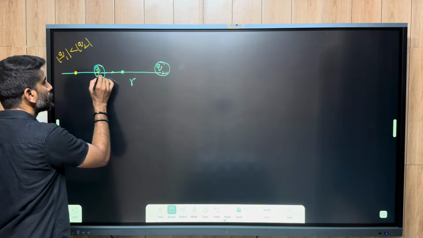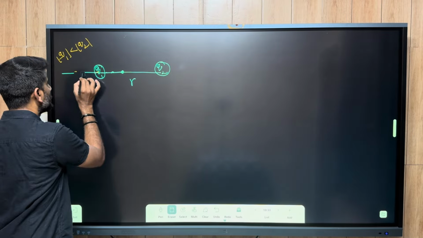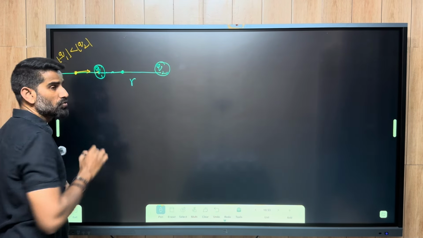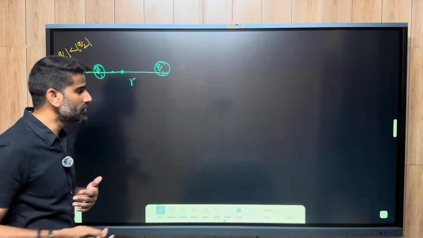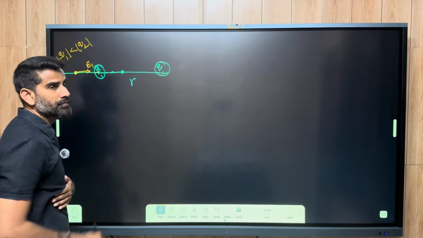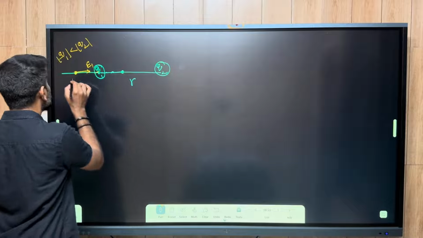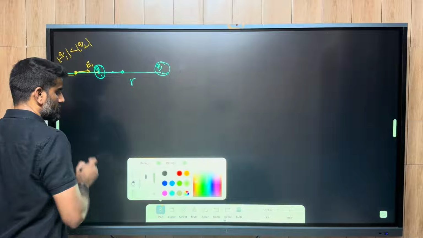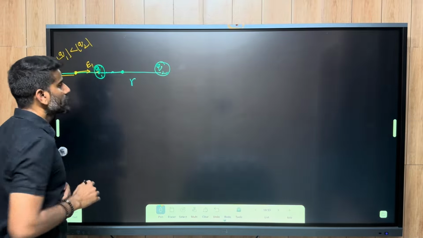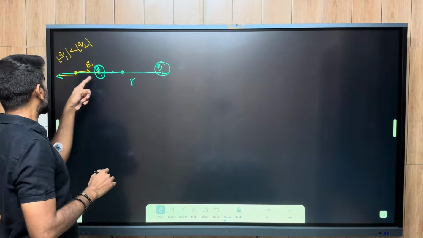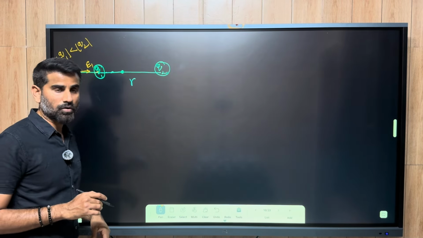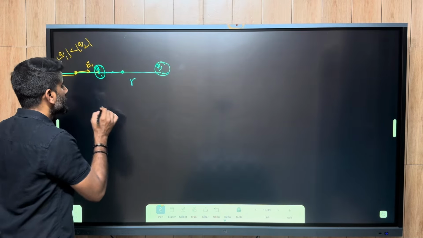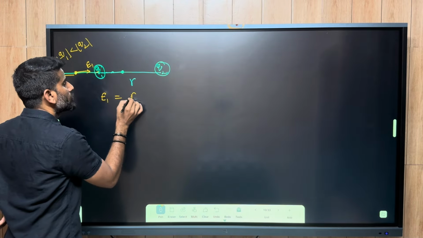The electric field due to the minus charge is towards the negative charge, which is E1, and the electric field due to the positive charge is away from the positive charge. So these two fields are in opposite direction, as you can see. If these two fields are in opposite direction, then E1 is equal to E2.